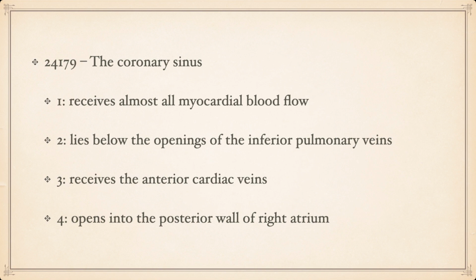The coronary sinus: 1, receives almost all myocardial blood flow. That is true. 2, lies below the opening of the inferior pulmonary veins. That is also true. 3, receives the anterior cardiac veins. No, it doesn't. They drain directly into the right atrium through the anterior portion of the atrioventricular groove. And 4, opens into the posterior wall of the right atrium. That is also true.